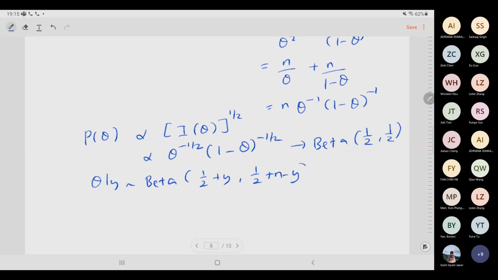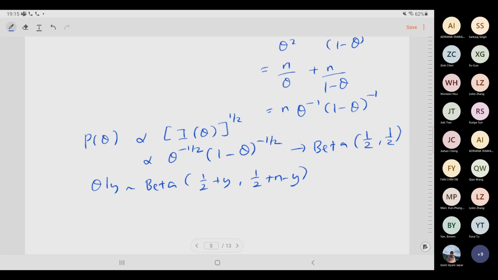I think we have to stop. This example I haven't finished yet, but because it's 7:15 now, we have to stop. I'll continue after the break.